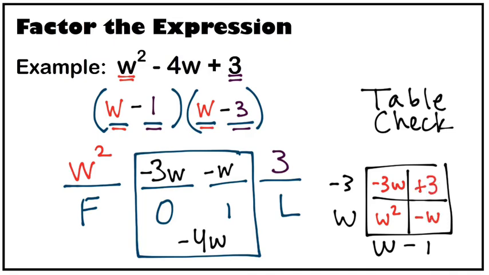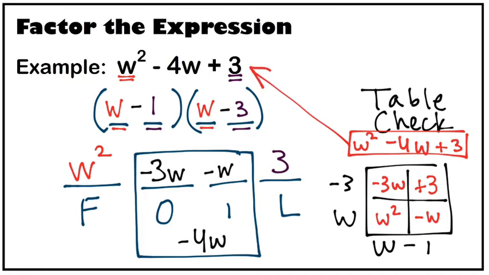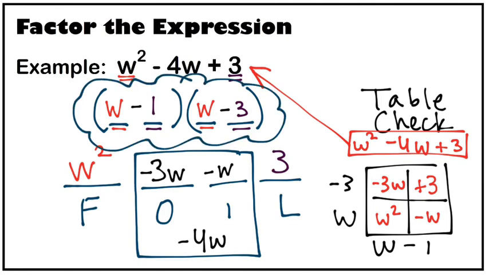plus 3. And when I take that out of the table and put the like terms together, I will have w squared minus 4w plus 3. And as you can see, when we multiply those binomials, we get our original problem for the answer. So we know that the answer to this question, the two factors of w squared minus 4w plus 3, are these two binomials right here.